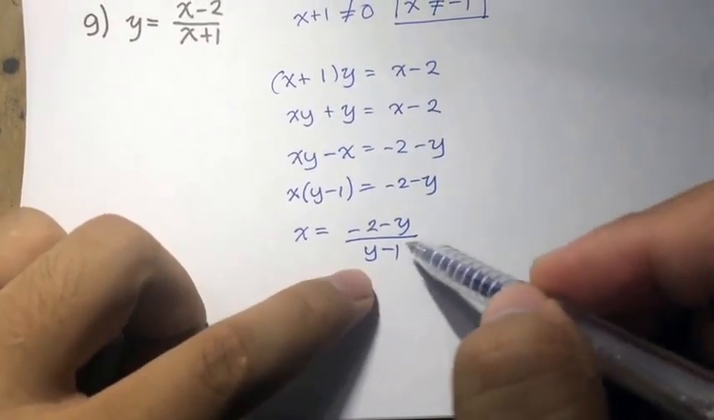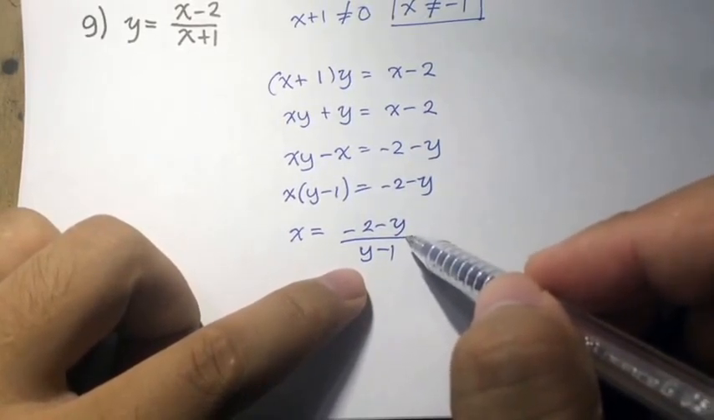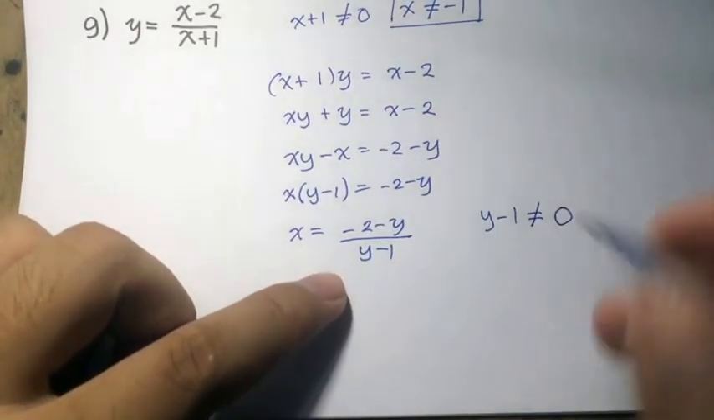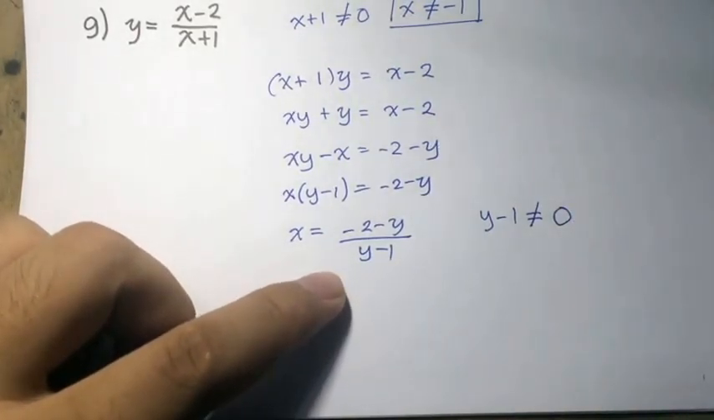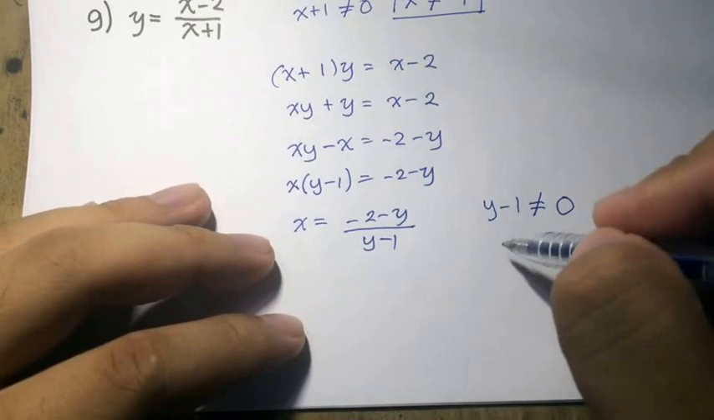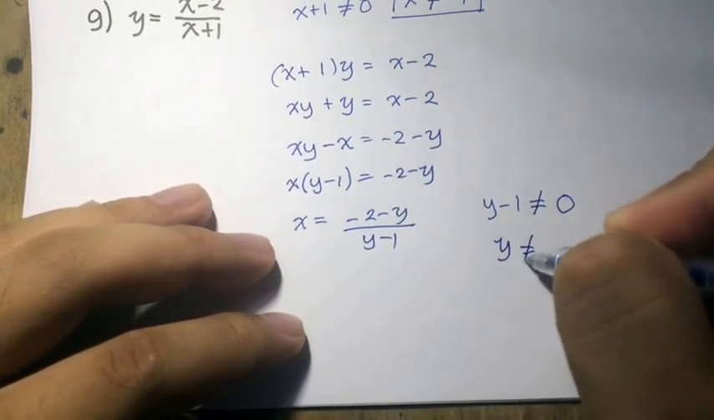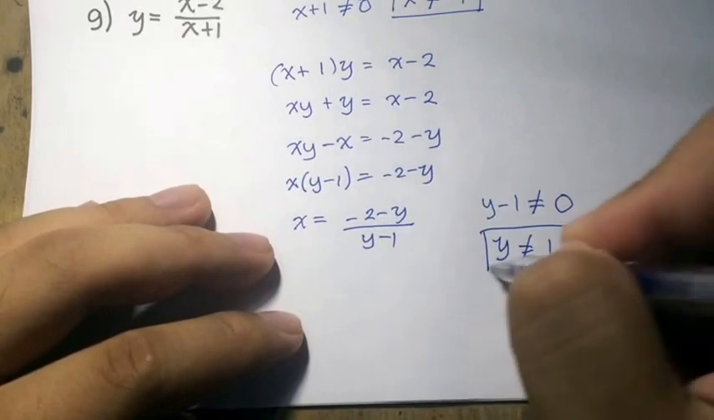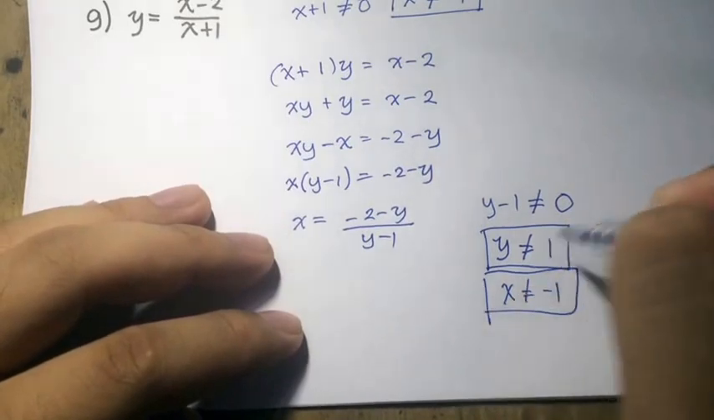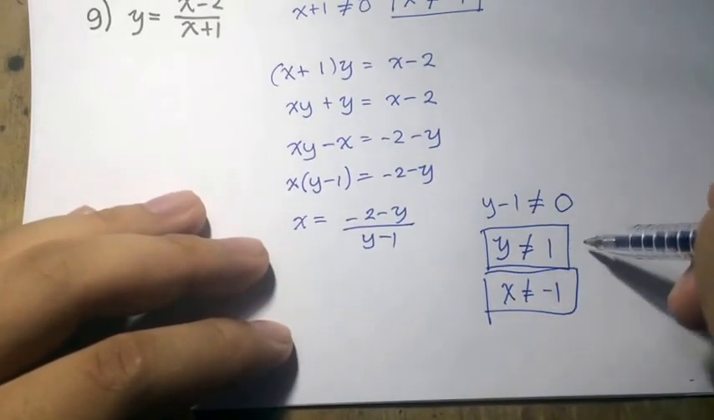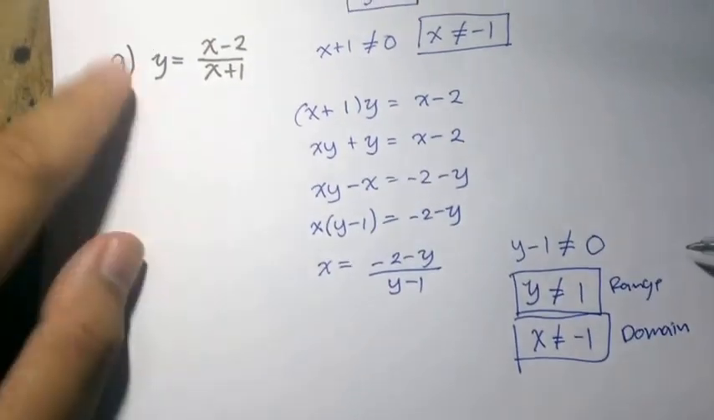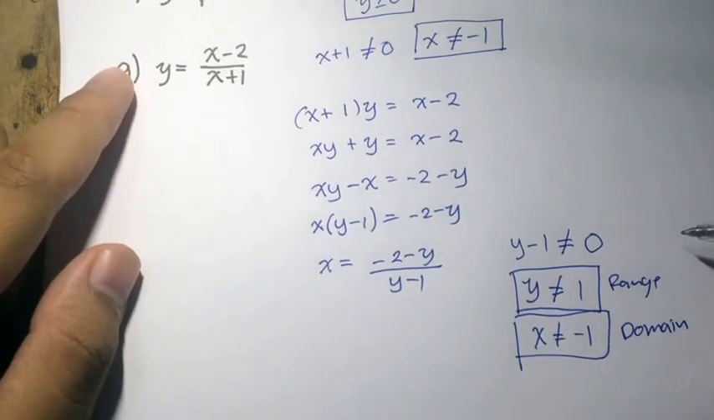Now, let us see where this is defined. What values for y will it be defined? So, y minus 1 must not be equal to 0. So, in other words, since y minus 1 must not be equal to 0, y should not be equal to 1. This is our range. And our domain, again, is x is not equal to negative 1. This is our range, and this is our domain for the given function. Y is equal to x minus 2 over x plus 1.